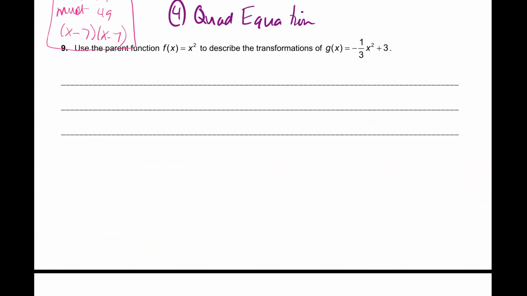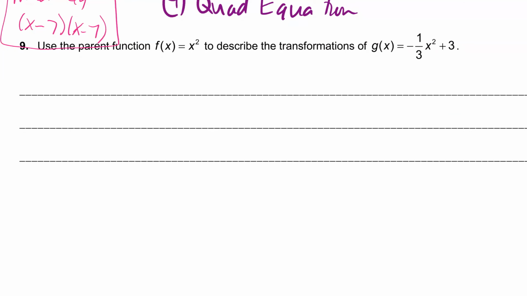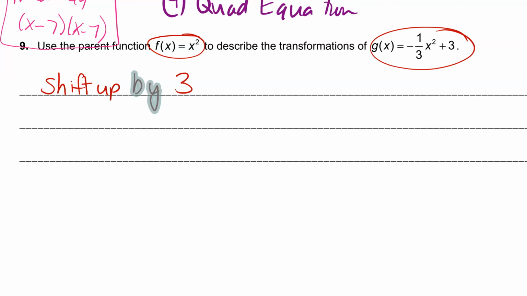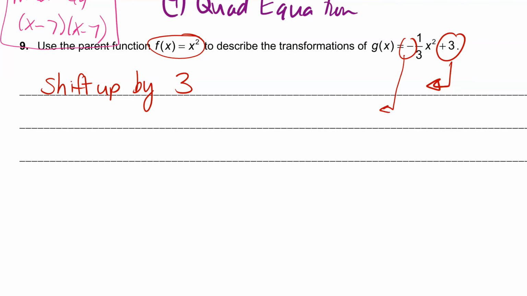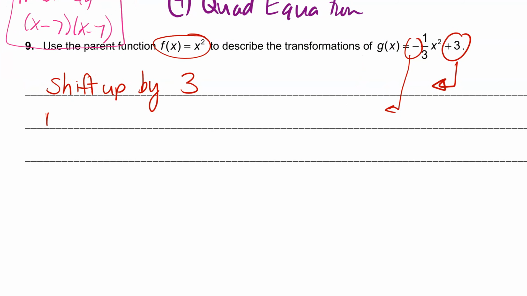Okay. Use the parent function f of x equals x squared to describe the transformation. So we're looking for how do we go from x squared to this one? How are we moving? What's being changed? Turn to the person next to you, discuss for a second. What's being changed? There's no parentheses. Shifts up by 3. So that's this one. Right, so that's that. The negative is being reflected across the x-axis.